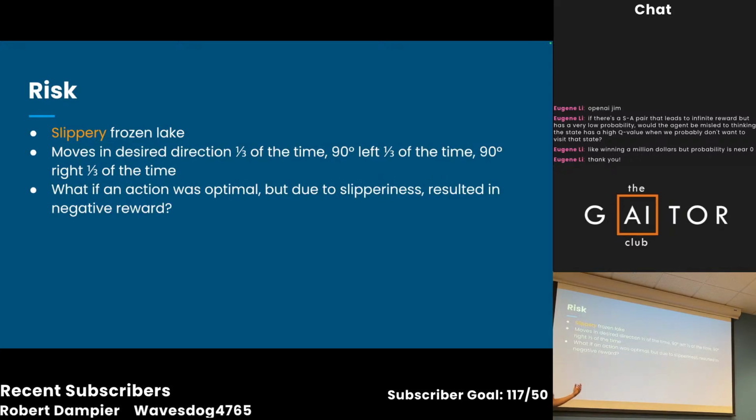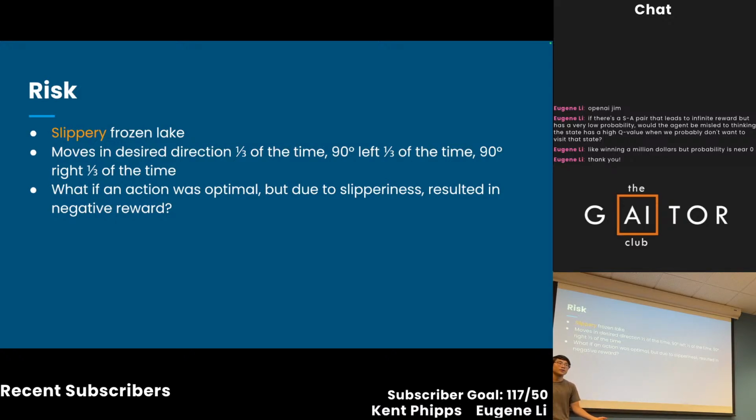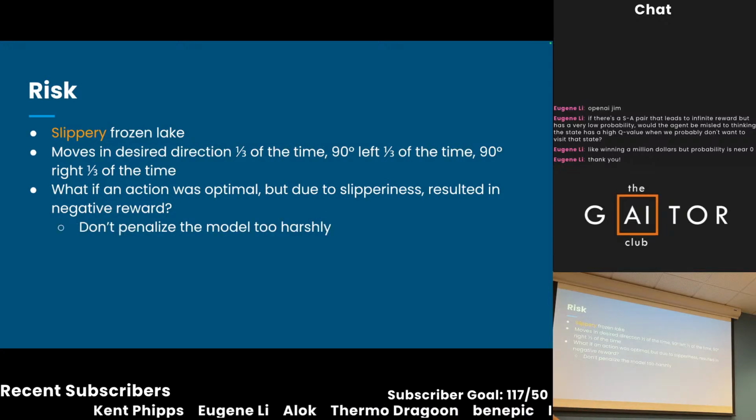So what if an action that you took was optimal, but because the lake was slippery, it actually forced you to slip into a hole? For example, you move to the right to avoid a hole, but because it's slippery, you actually fall down into the hole. Does that mean that your action was wrong? No, it just means that because of stochasticity and risk, you hit that hole even though your action didn't cause it to. And so basically we don't want to penalize the model too harshly for that risk happening.